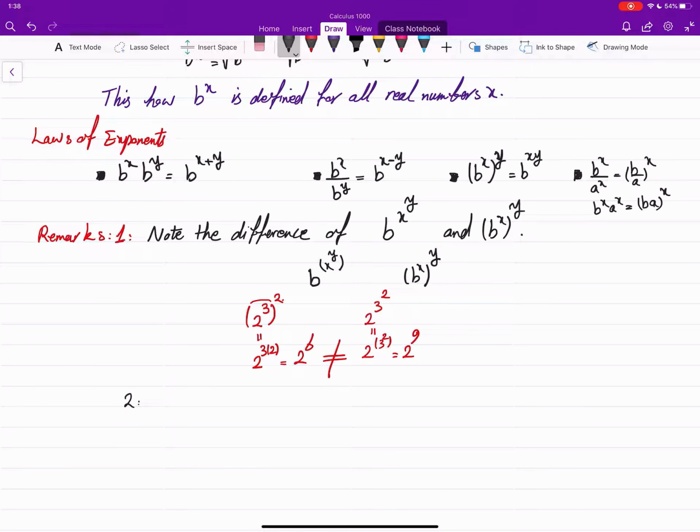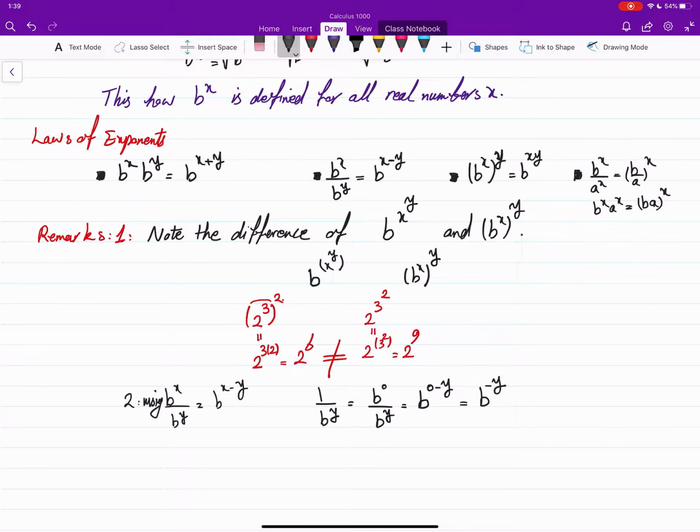The second remark is about the second law. So b to the power x over b to the power y is b to the power x minus y. Using this, what we can write is that 1 over b to the power y, you can see this as b to the power 0 over b to the power y. This is b to the power 0 minus y, and 0 minus y is negative y.